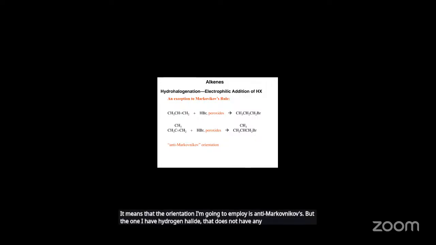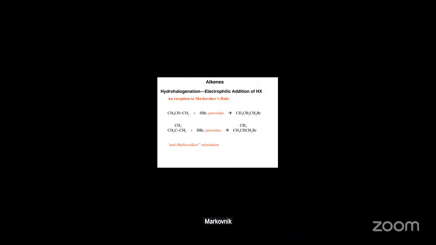Whenever I have peroxide, like I said, this peroxide can also be written in formula. Like when I see that in my reaction, and that reaction has hydrogen halide, it means that the orientation I'm going to employ is anti-Markovnikov's. But when I have hydrogen halide that does not have any peroxide, Markovnikov's will be employed only for asymmetrical compounds. Symmetrical compounds do not need Markovnikov's rule for orientation.